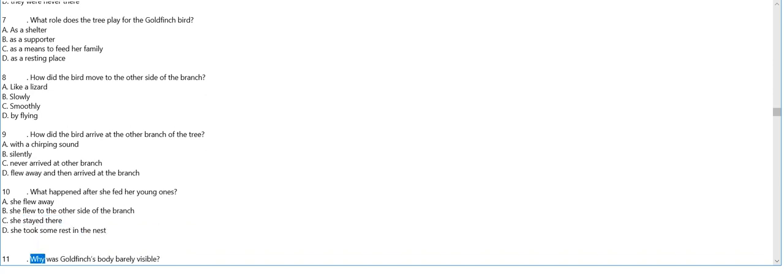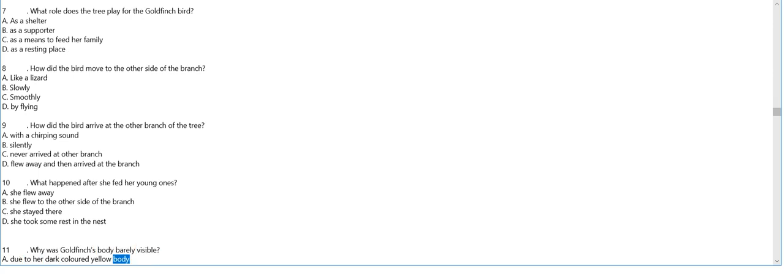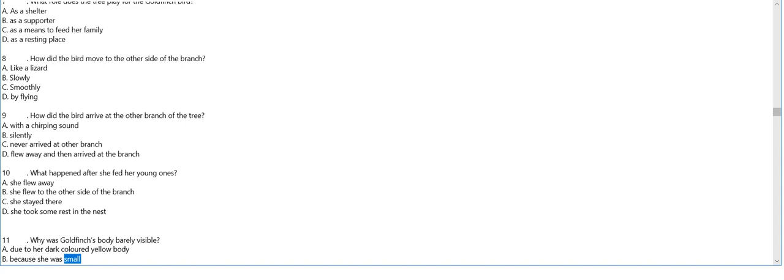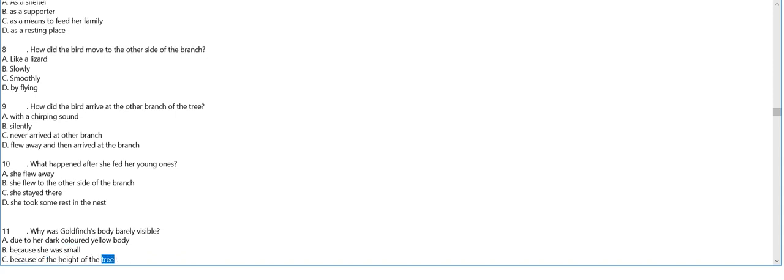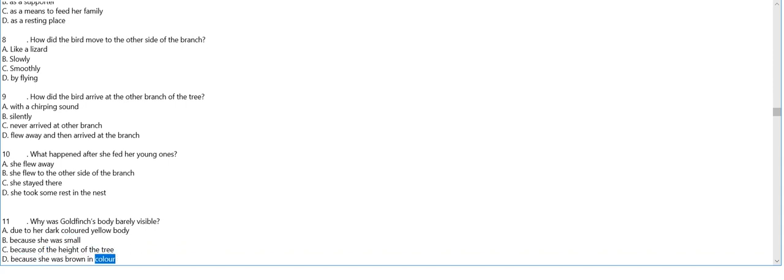11. Why was Goldfinch's body barely visible? A. Due to her dark-colored yellow body. B. Because she was small. C. Because of the height of the tree. D. Because she was brown in color.